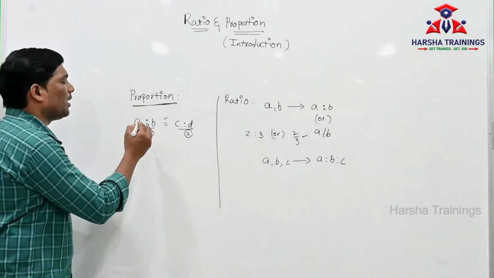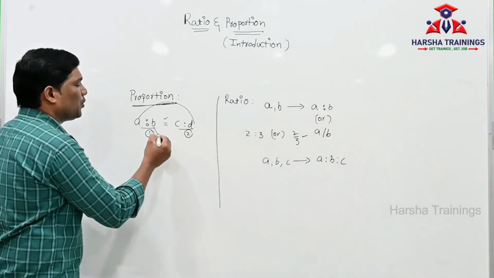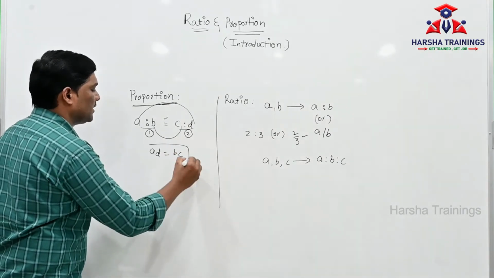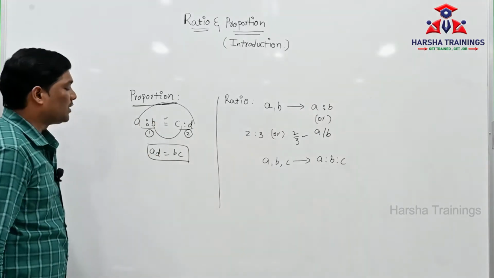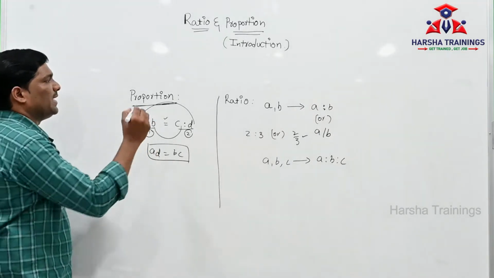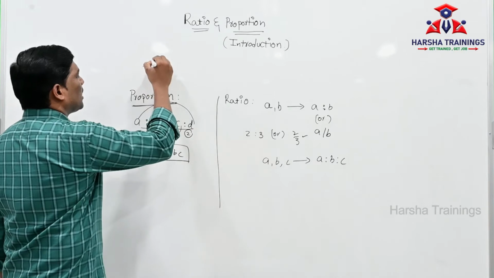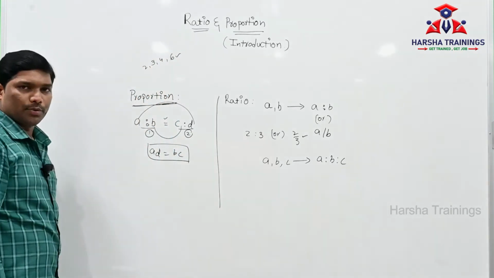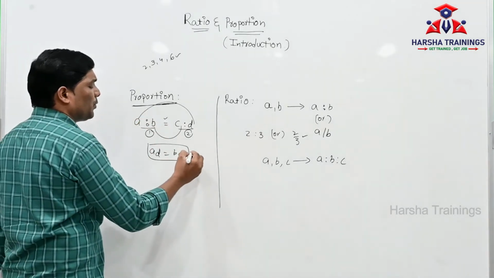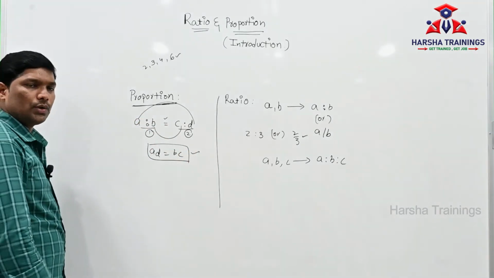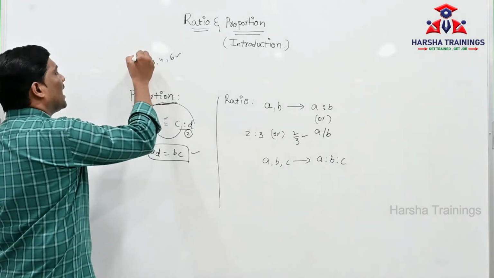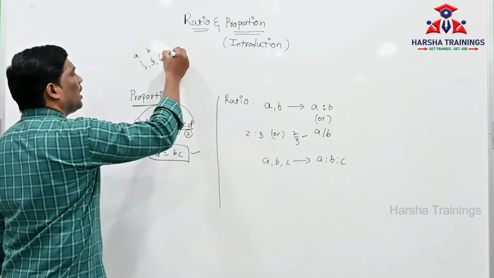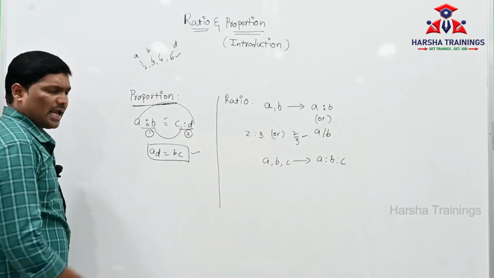The proportion formula is very important guys. The proportion formula is AD is equal to BC. For example, 2 comma 3 comma 4 comma 6. Find out whether it is a proportion. What is the proportion formula? AD is equal to BC. A value is 2, B value is 3, C value is 4 and D value is 6. Substitute here.